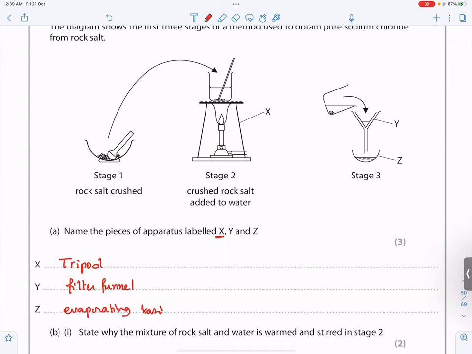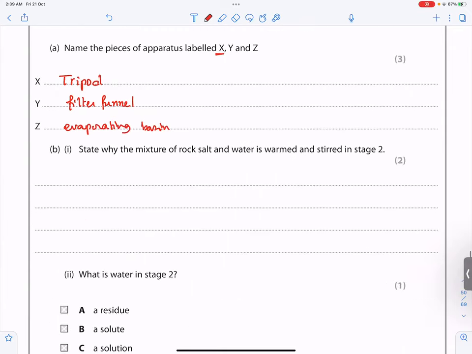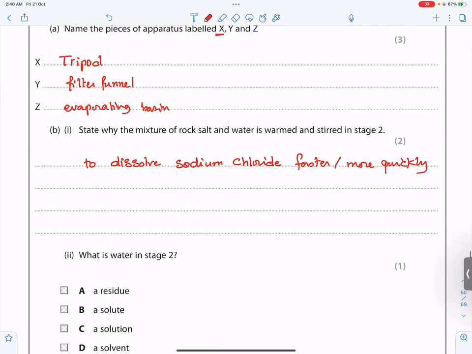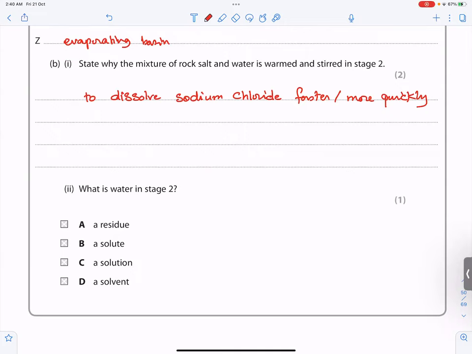Question (b)(i): state why the mixture of rock salt and water is warmed and stirred. Here, to dissolve the sodium chloride faster, or more quickly. What is the water in stage two? It is a solvent.